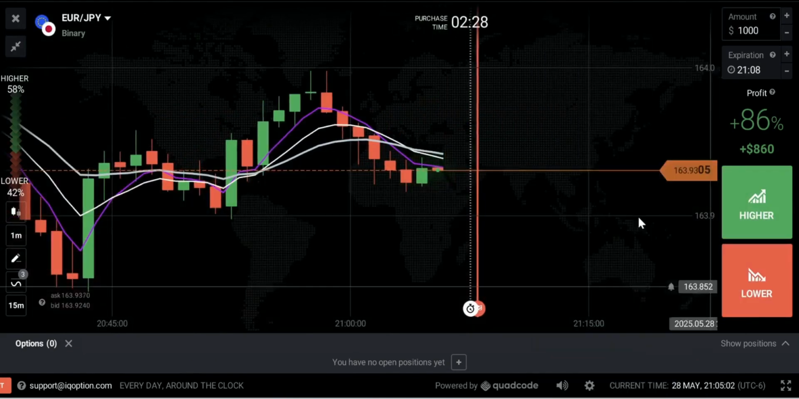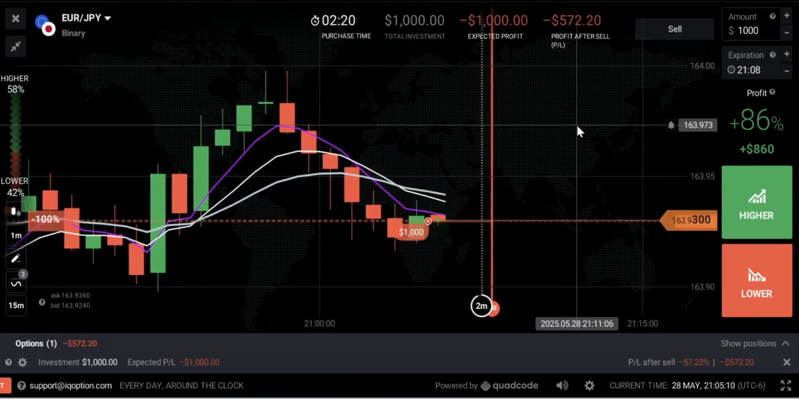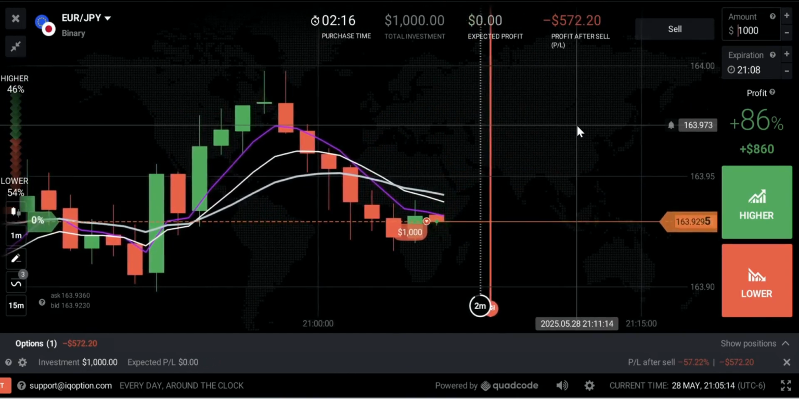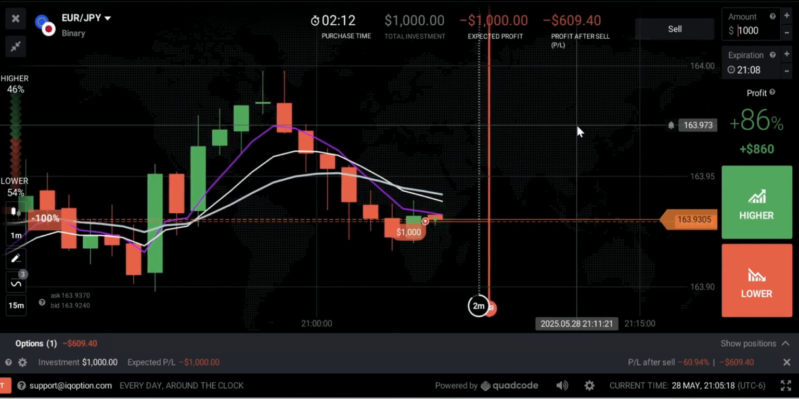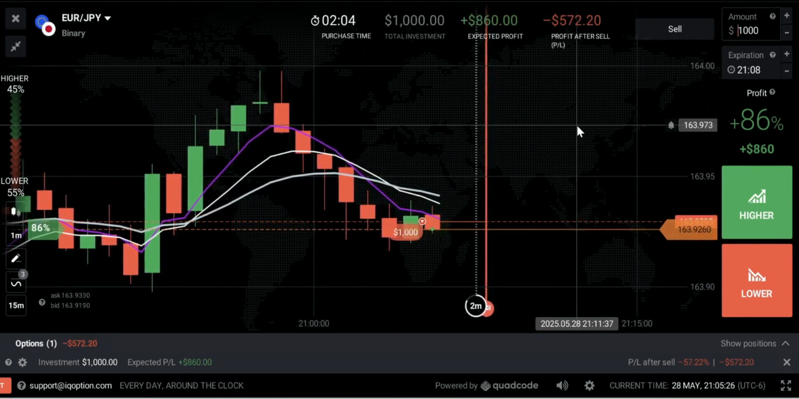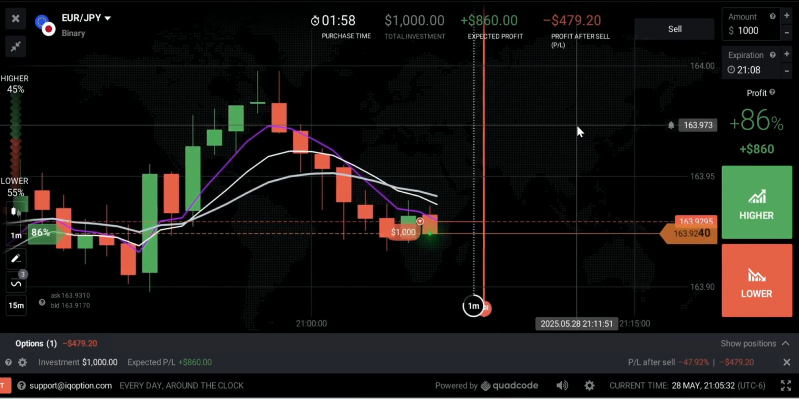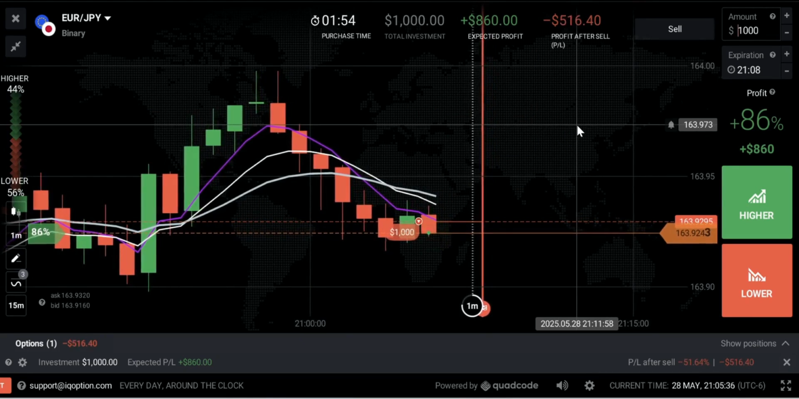And finally, we enter the last trade. As you can clearly see here, the purple EMA has already crossed the white EMAs. But why didn't I enter on the previous red candles? Because I was waiting for that pullback.